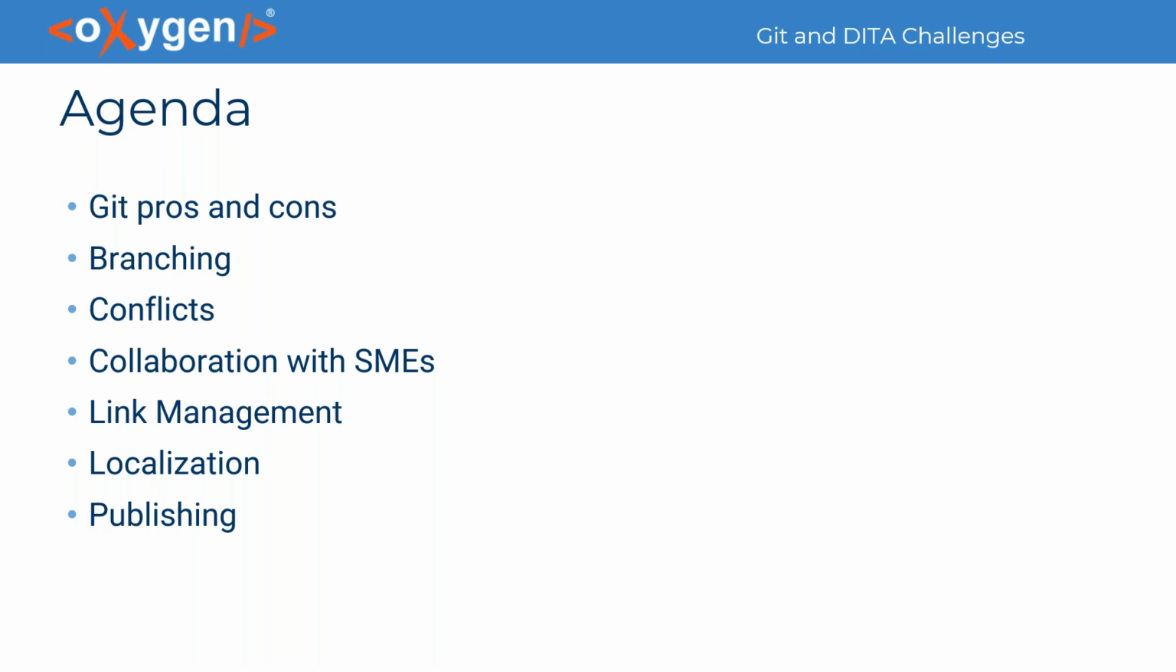I will start by explaining why we chose Git over other solutions, and then I will go through a couple of potential challenges that you might also encounter, like branching related strategies, conflicts in Git, which are dreaded by most technical writers, collaboration with subject matter experts, link management, localization, and publishing.